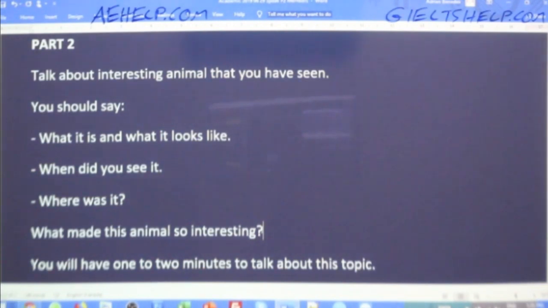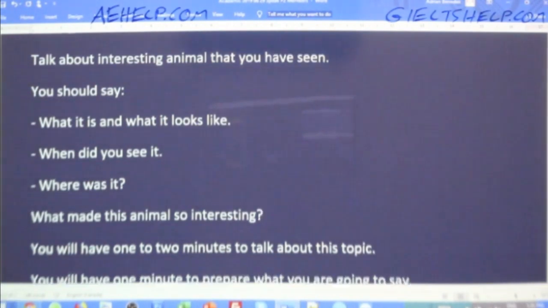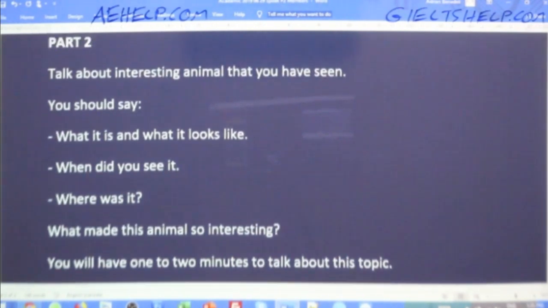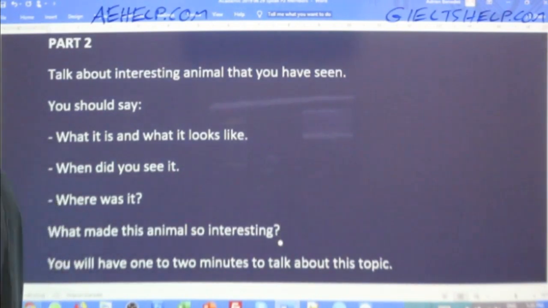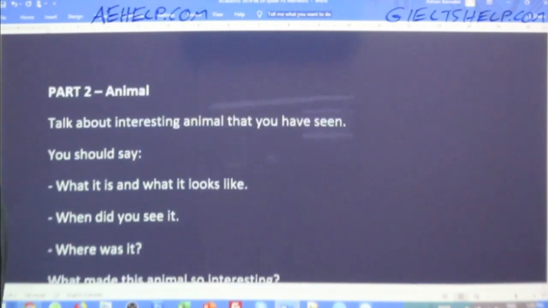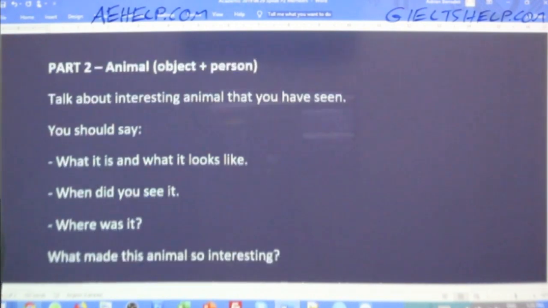All right. So, of course, you will have 1 to 2 minutes to talk about this topic. Okay, so members, kind of a fun topic for today. Let's see where we go with this. So this is an animal. Kind of like an object plus a person. Okay, that's kind of the way to think about this one.